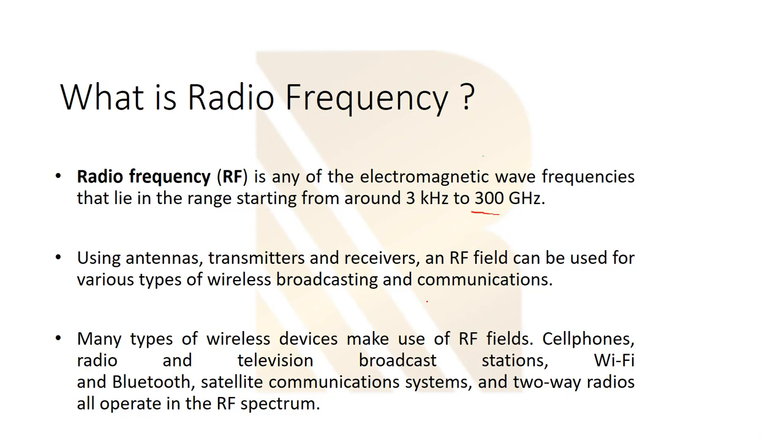What is the purpose of using the RF field? We say the RF field can be used for various types of wireless broadcasting and communication. So we use transmitters and receivers and also antennas in order to send and receive data and communicate. What are the applications? There are lots of applications for radio frequency: cell phones, radio, television, Wi-Fi, and even if we go more advanced, we can have satellite communications.